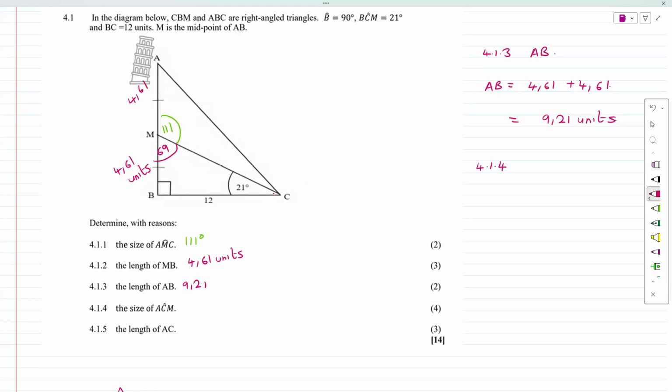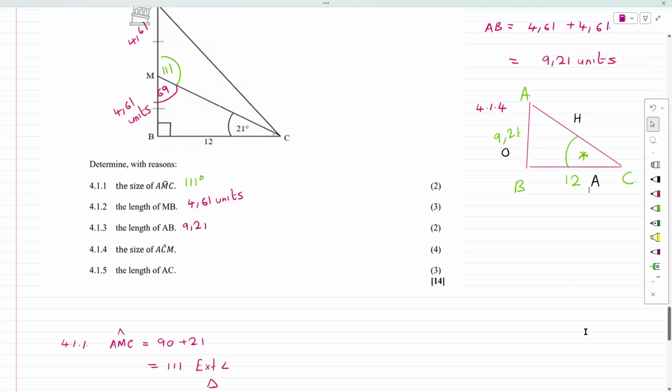Calculate the size of ACM. Now, ACM should not be a problem, because even though it looks like it's difficult, it's not. We know we've got A, B, and C. This is 9.21, this is 12, and this is unknown. So in terms of the angle, this is opposite, hypotenuse, and adjacent.